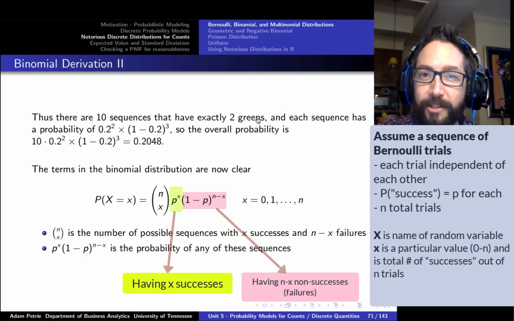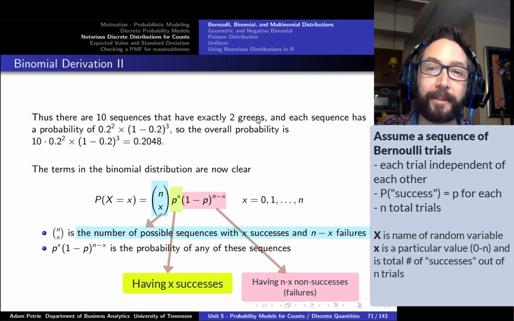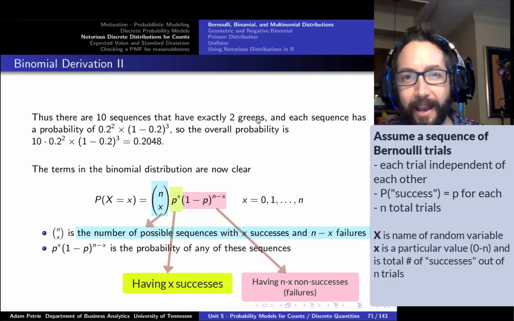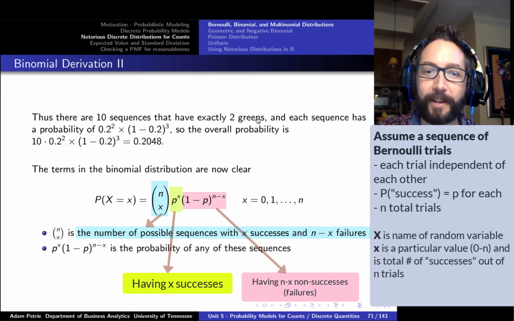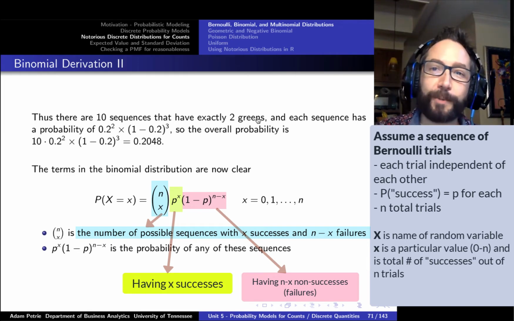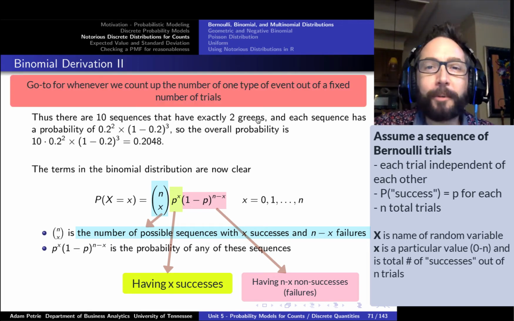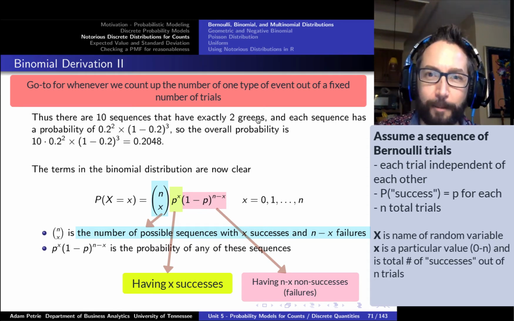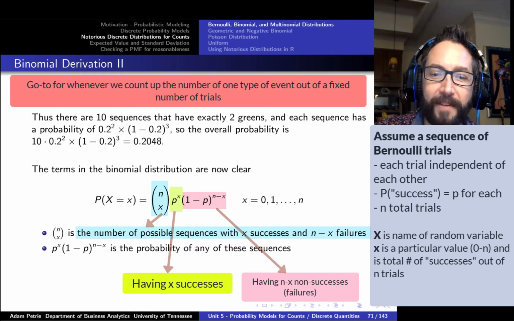How many total such sequences are there? They're all going to have the same probability. Well, n choose x. We have a sequence of length n. x of them need to be successes. The n minus x remaining need to be failures here. So we're actually able to derive that binomial distribution with absolutely no problem, and we know it as the go-to distribution whenever we're counting up the number of times that some event of interest happens out of a fixed number of trials. So what does the PMF actually look like?